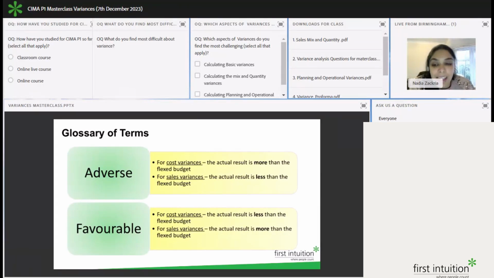And in technical terms, the word good, we will always use the word favorable or the letter F. Now, if I told you on that holiday you planned to spend 10,000, but you actually ended up spending 15,000 on all expenditure, is that a good thing or a bad thing?